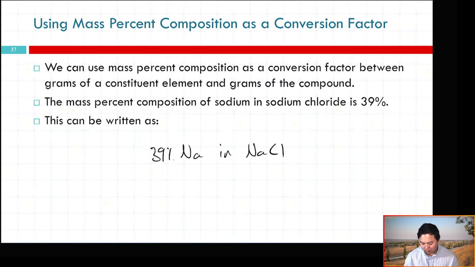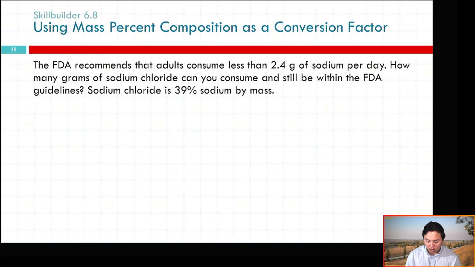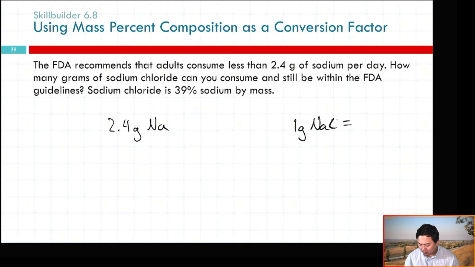Interesting. So the FDA recommends that adults consume less than 2.4 grams of sodium a day. We've already covered this. How many grams of sodium chloride can you consume and still be within the FDA guidelines if we're using mass percent? So we say 2.4 grams of sodium, and sodium chloride is 39%. How much sodium chloride can we have? I think this is what it wanted: 1 gram of sodium chloride is equal to 0.39 grams of sodium.